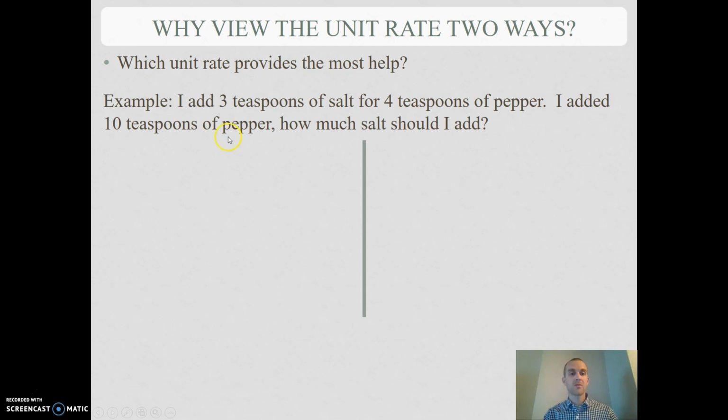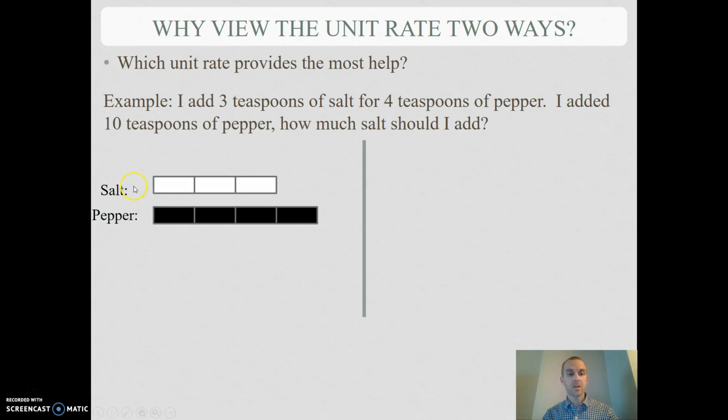So say that I have this problem here. I add 3 teaspoons of salt for 4 teaspoons of pepper. I added 10 teaspoons of pepper, say, to any given recipe. How much salt should I add? So let's think about it visually and see why it matters which way I go with my unit rate. First thing, I can literally draw it out using the strip diagram.